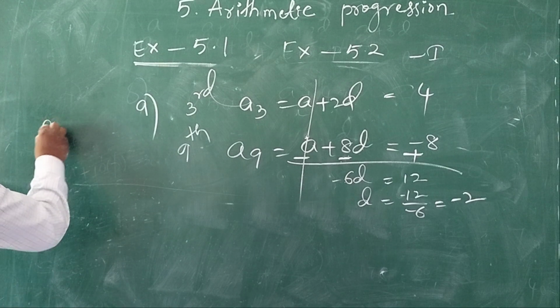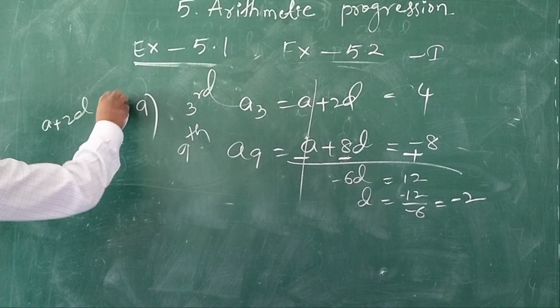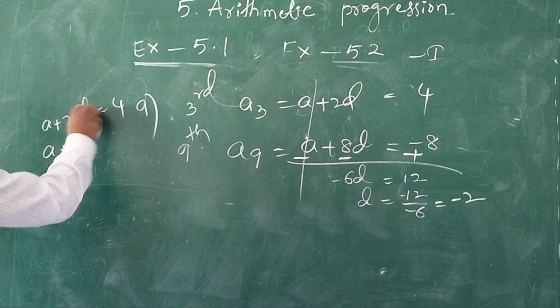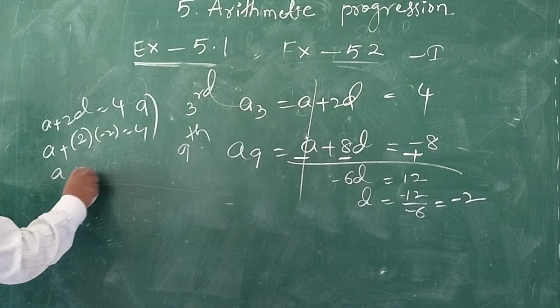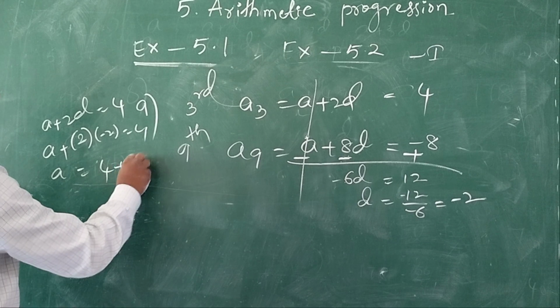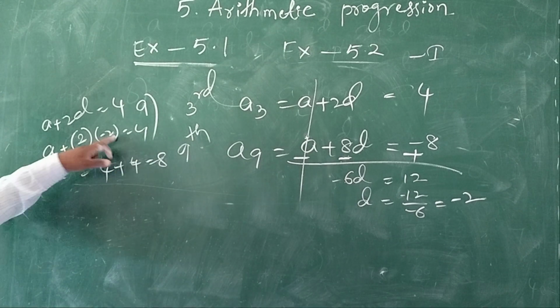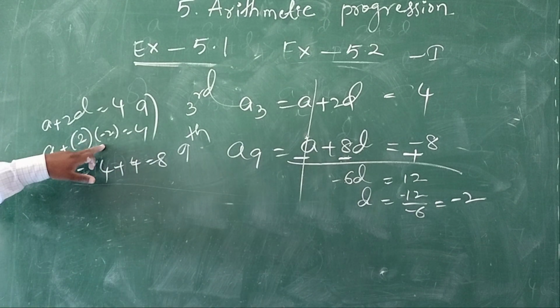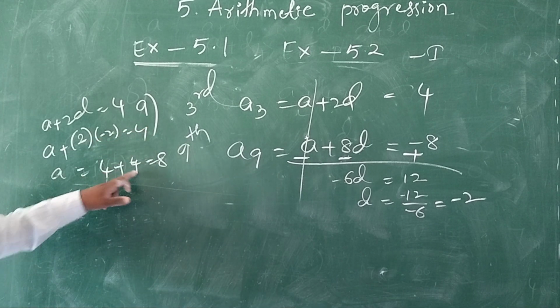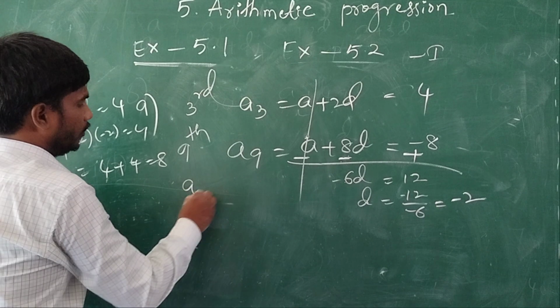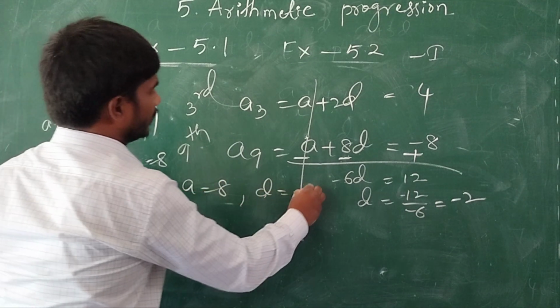Then A plus 2D is equal to 4. A plus 2 into minus 2. So A is equal to 4 plus 4. How 4 plus 4? 2 into minus 2 is minus 4. If you take this minus 4 to the other side, it will become plus 4. 4 plus 4 is 8. So A is equal to 8. Common difference is minus 2.